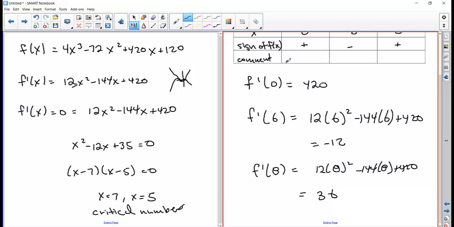So from this, I know this is increasing. This is decreasing. This is increasing. And so I'm going from increasing to decreasing here. Here I'm going from decreasing to increasing.